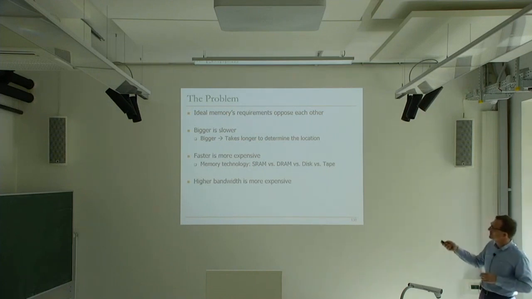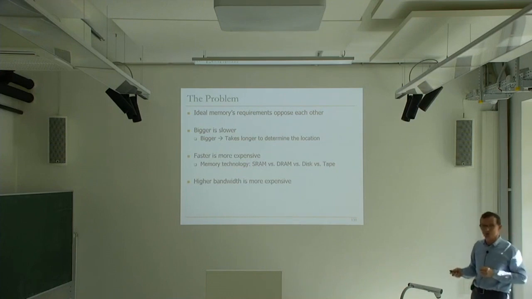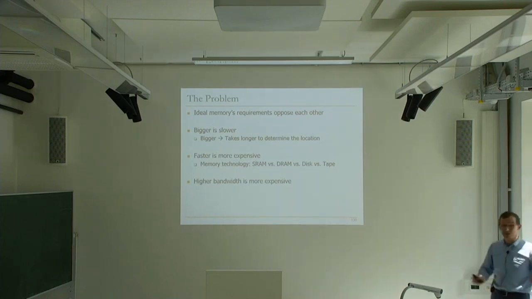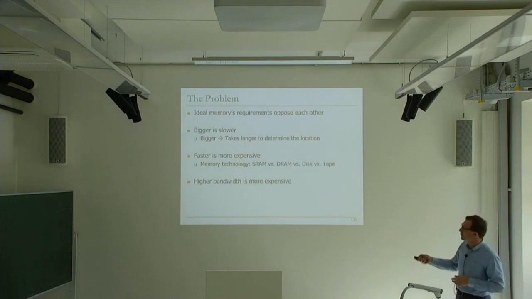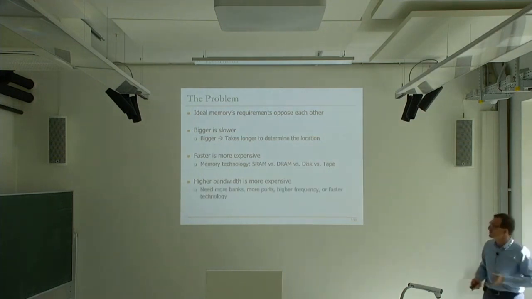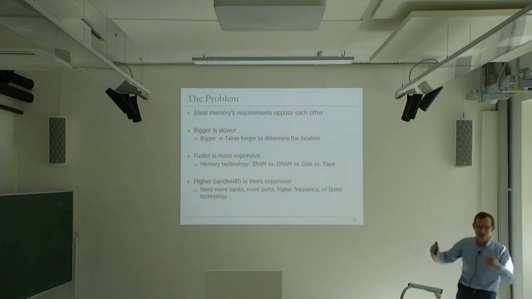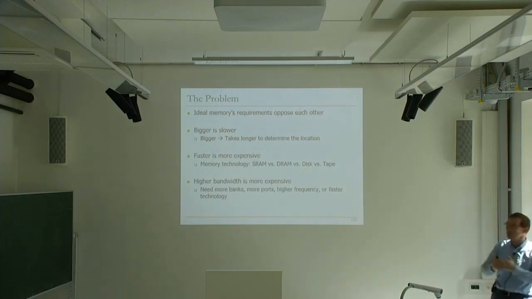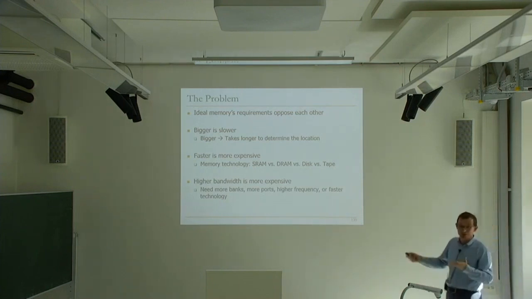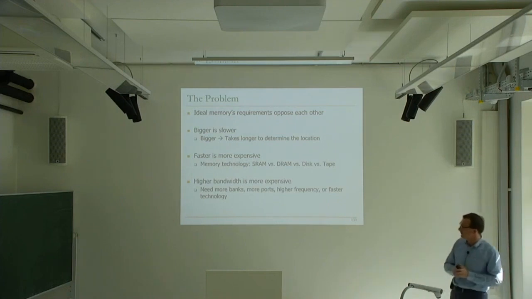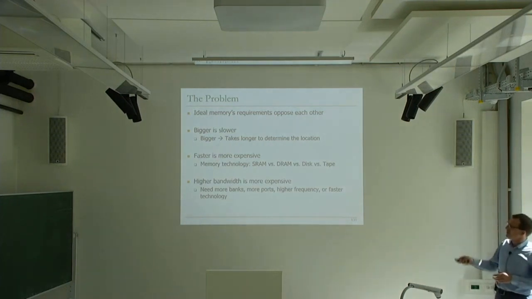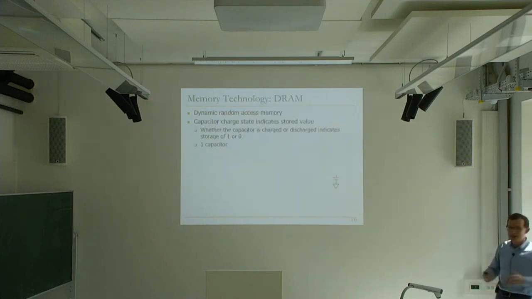But clearly, memory technology is a big determinant of speed. And usually faster is more expensive. And higher bandwidth is more expensive because, as we discussed, you need to add more banks, more ports, higher frequency, or some faster technology to provide you higher bandwidth. 3D stacking, for example, is fundamentally higher bandwidth, but it's going to be fundamentally more expensive also. But if you want bandwidth, you need to pay for it. So clearly, these ideal memory requirements oppose each other. And as a result, we have a trade-off, and that's why we have the memory hierarchy.